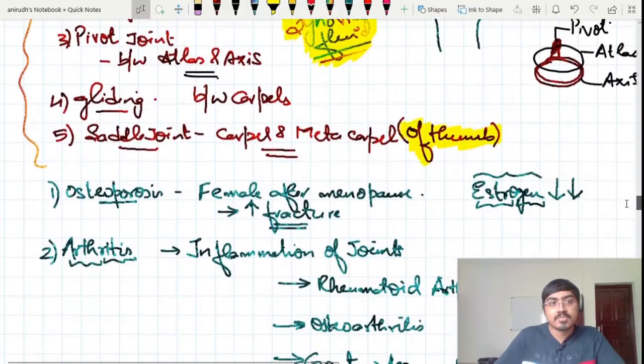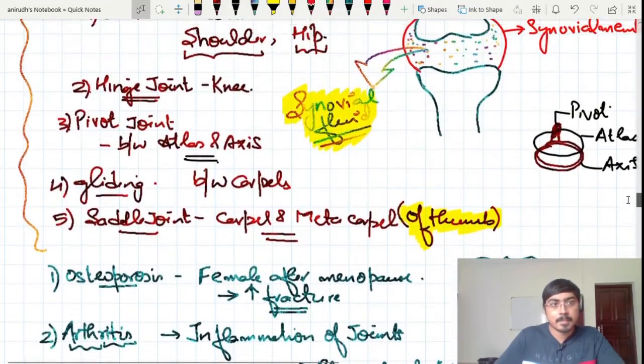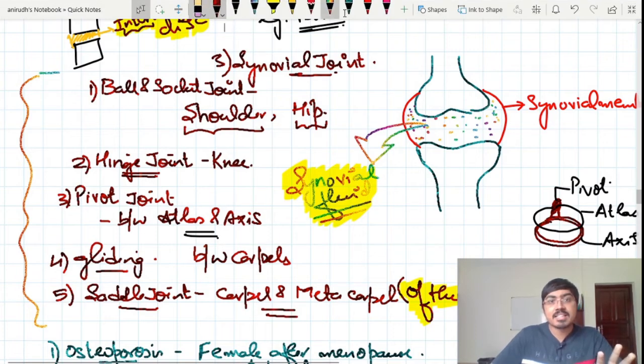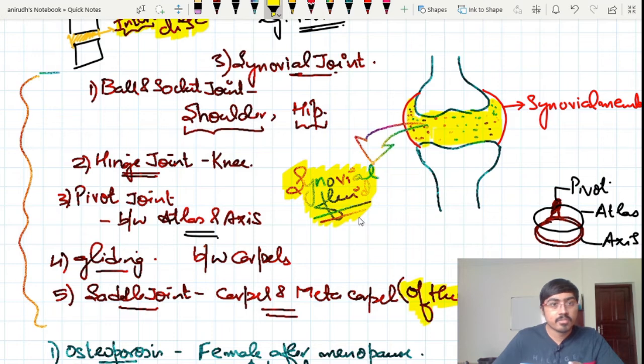Okay, so these are the notes that I made in the class. Synovial joint simply means that you have a synovial membrane lining the joint. In this you have a synovial cavity, and this cavity is filled with synovial fluid, as it is given in this particular image. So this is called synovial fluid.